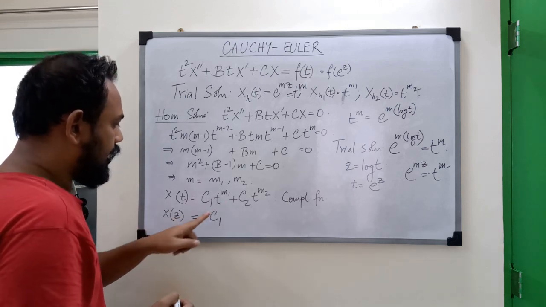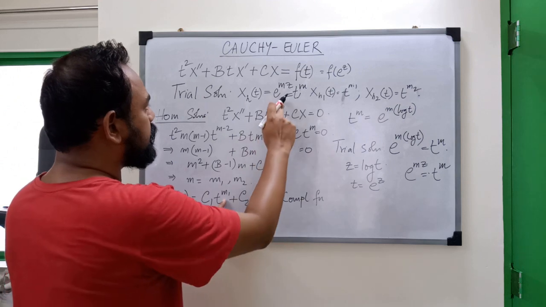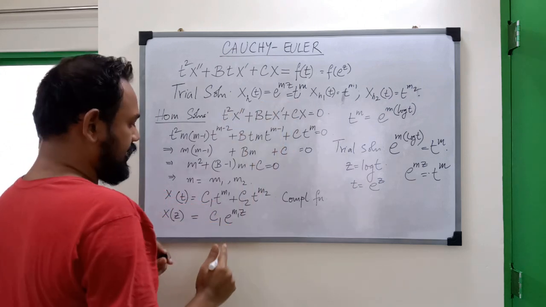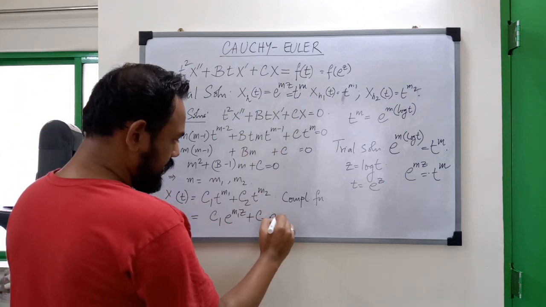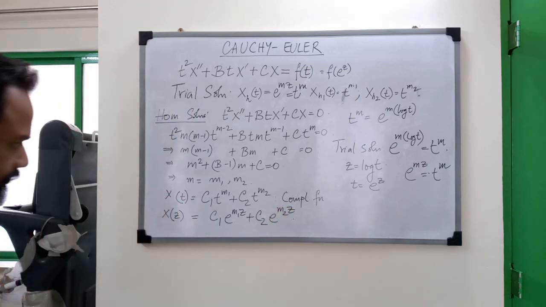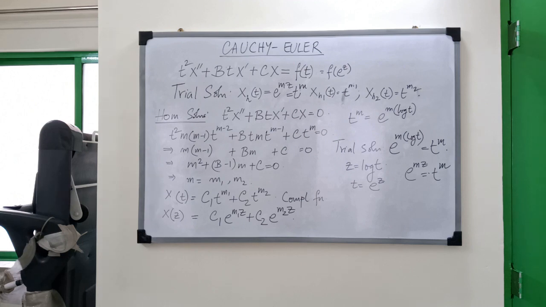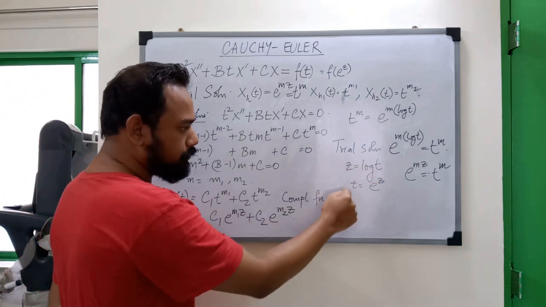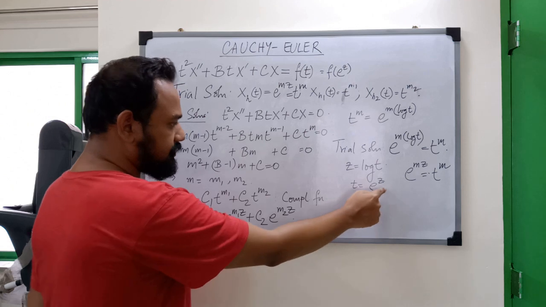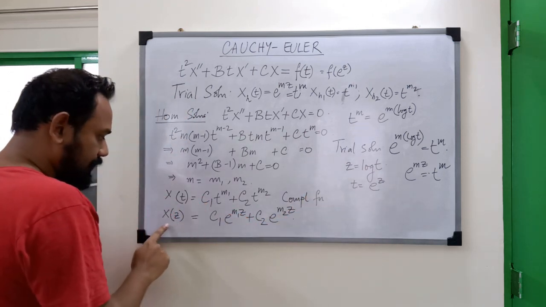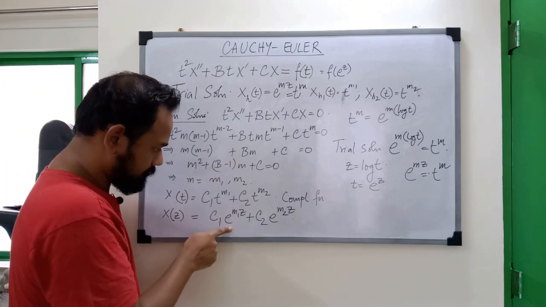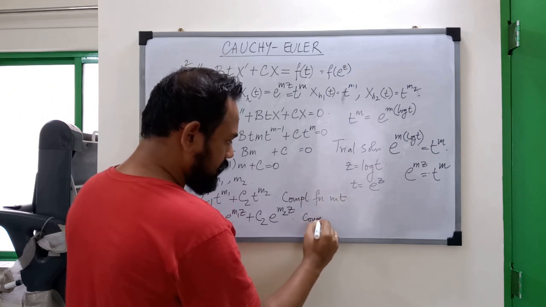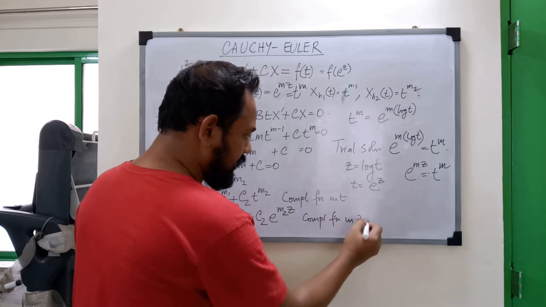c1 t to the m1, which will be e to the m1z, plus c2 e to the m2z, right? The complementary function in terms of t looked like this, but in terms of z, just by using t as e to the z or z as log t, x as a function of z will now become this. That's the complementary. This is the complementary function in t. This is the complementary function in z.